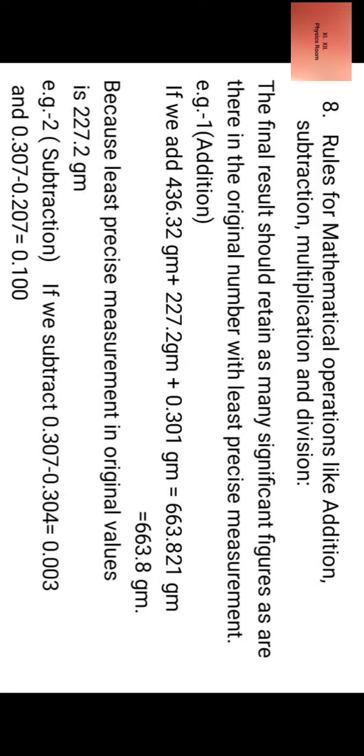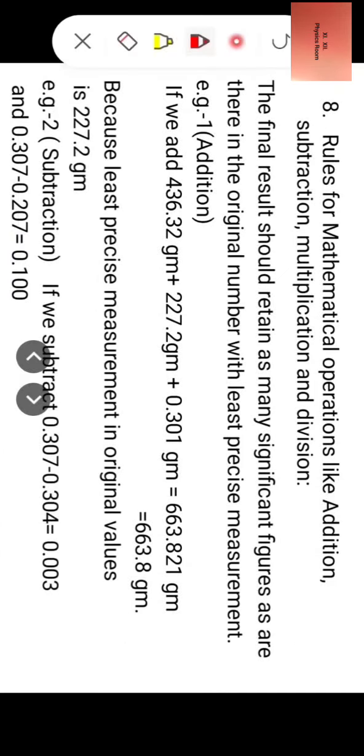Now rule number 8, regarding mathematical operations like addition, subtraction, multiplication and division. How is the rule? The final result should retain as many significant figures as are there in the original number with least precise measurement. I repeat, the final result should retain as many significant figures as are there in the original number with least precise measurement.